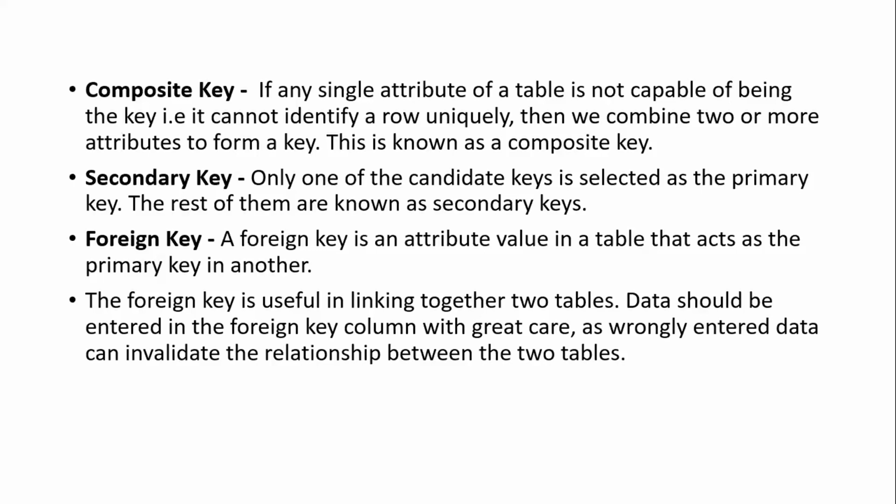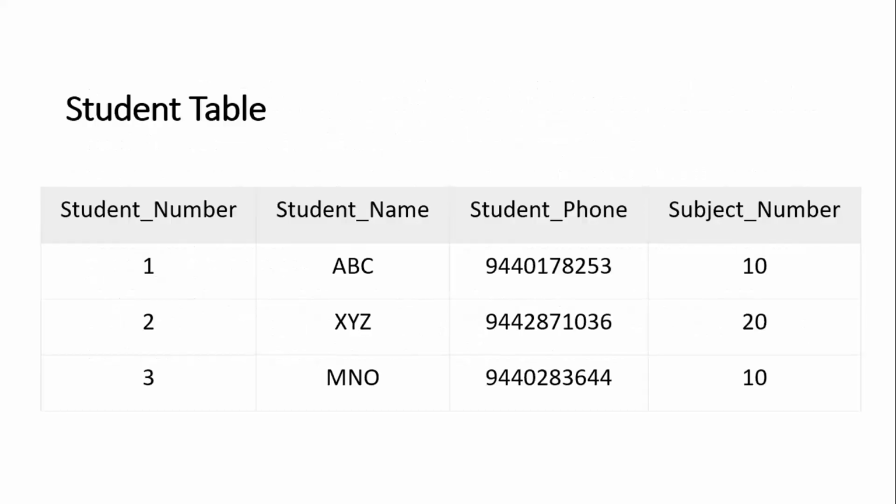One thing we have to specify here is that the data entered in the foreign key column should be entered with great care, because wrongly entered data can destroy the relationship between the two tables if you don't maintain the data accurately. The accuracy means the values which exist in the primary key should be the same in the foreign key. So this is all about your keys.